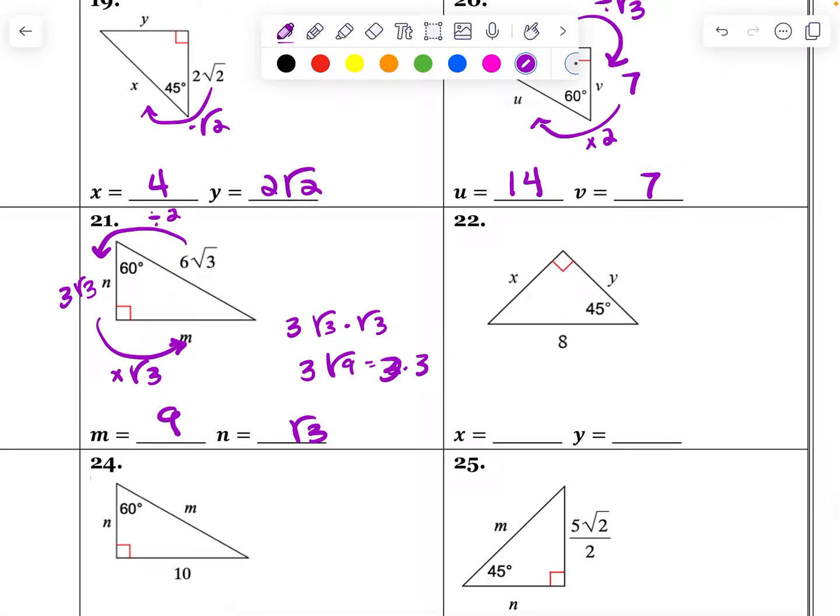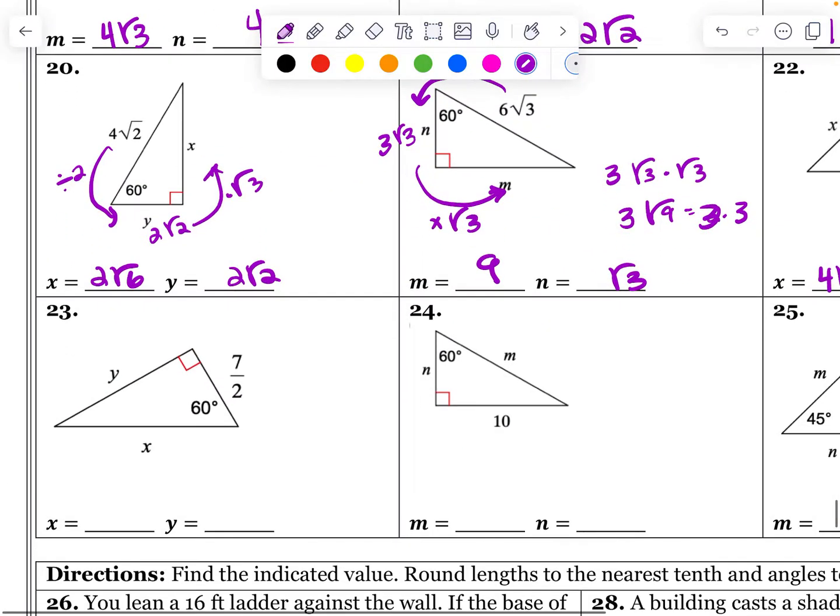All right, 45, 45, so I've got to divide by root 2. 8 divided by root 2 gives me 4 root 2. That's a short leg. So y is 7 over 2 times root 3. It's a mess, but sure, why not? 7 root 3 over 2. Same thing. And then this is going to be, okay, so that's times root 3. And that's times 2. So 7 over 2 times 2 is just 7.